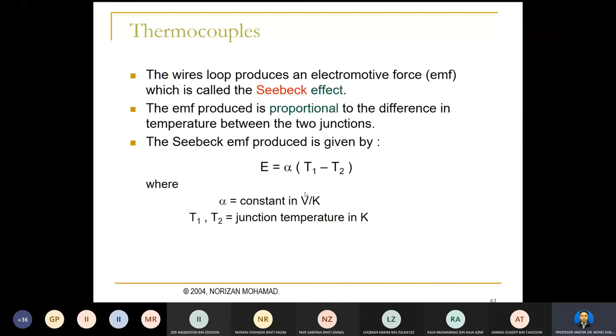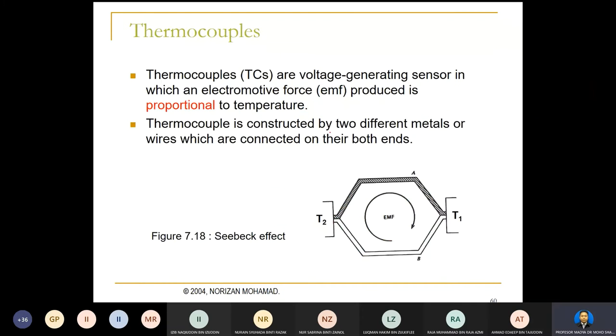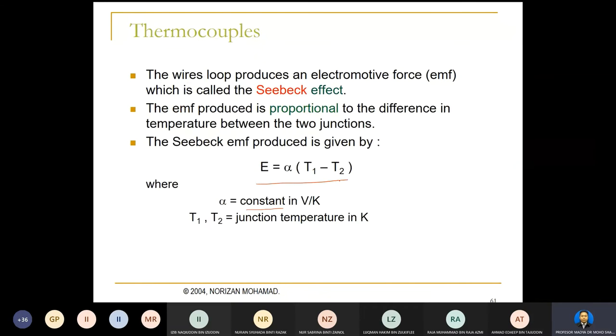So the wire loop produces the EMF, which we call the Seebeck effect, and the EMF produced is proportional to the difference in temperature between the two junctions. So the formula for calculating the Seebeck is given by this one: E equals alpha, normally a constant, times T1 minus T2. Here T is the junction temperature in Kelvin.